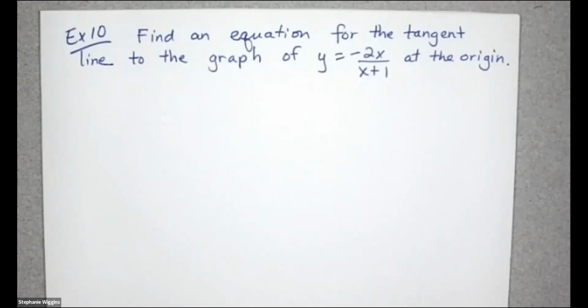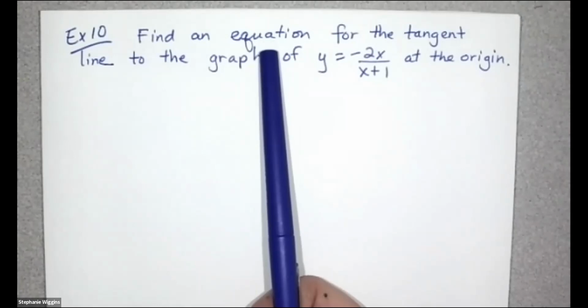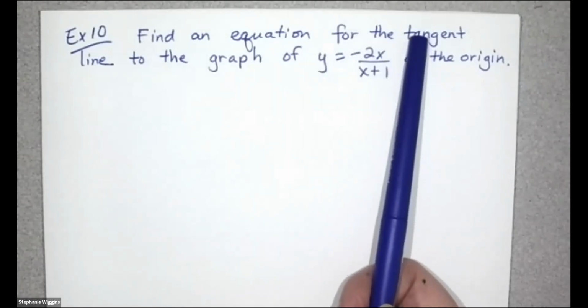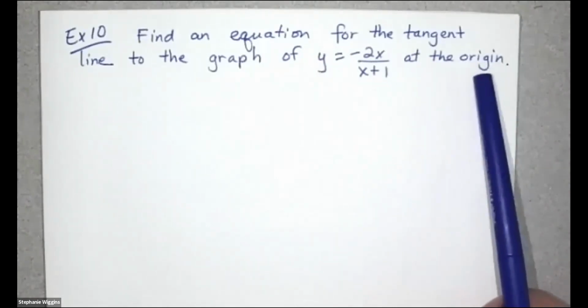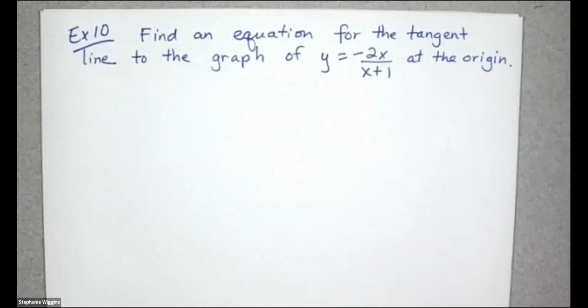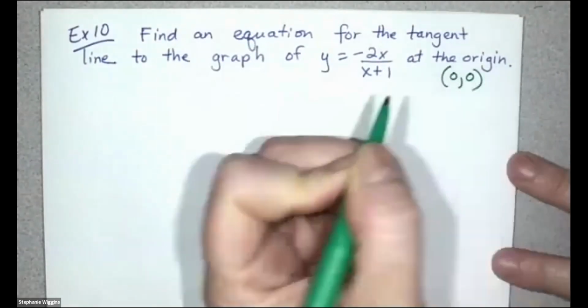But in this particular problem, we are specifying that we want a particular tangent line. That's why we're looking for the equation, one equation for a tangent line for this function, and then they have to give you a point. And this one says at the origin. And of course, the origin is the point 0, 0.